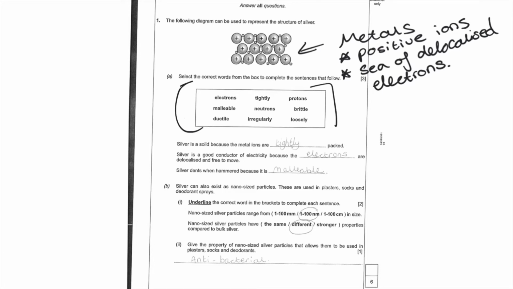Nano-sized particles are 1 to 100 nanometers. They have different properties than bulk. They are antibacterial, antiviral, and antifungal. Okay, so they're the properties of silver.